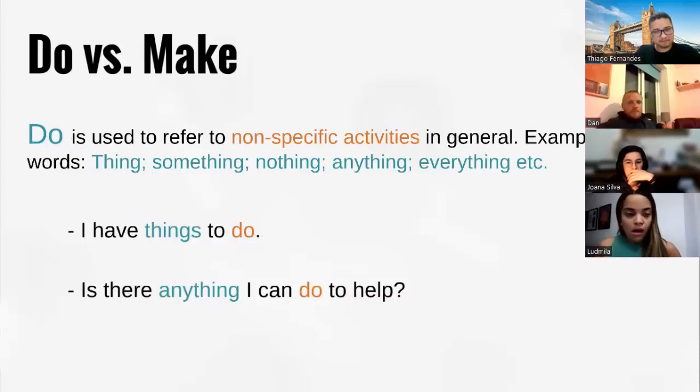Victor, read this one. Do is used to refer to non-specific activities in general. Examples of words: thing, something, nothing, anything, everything, etc. Exactly. Read the sentence. I have things to do. Okay, another: is there anything I can do to help? Any questions? Dan, anything to add? Now it's simple. When you look at one of them, it makes sense. When you compare them, it also helps. So later in the presentation, we'll look at the comparison.